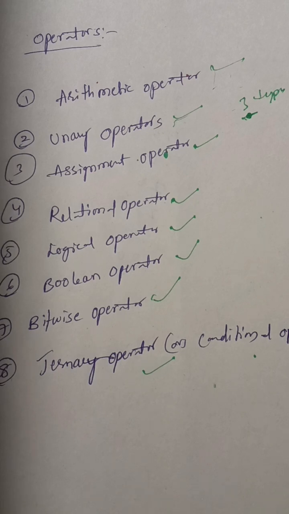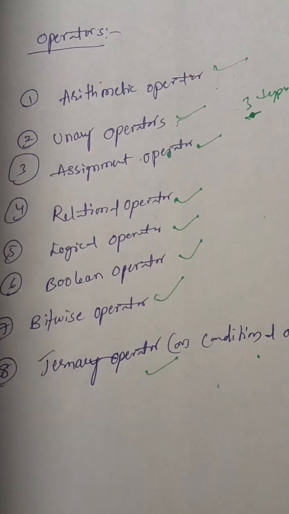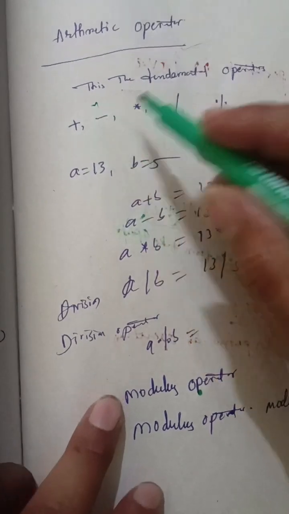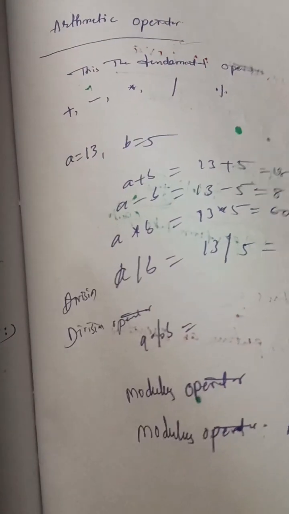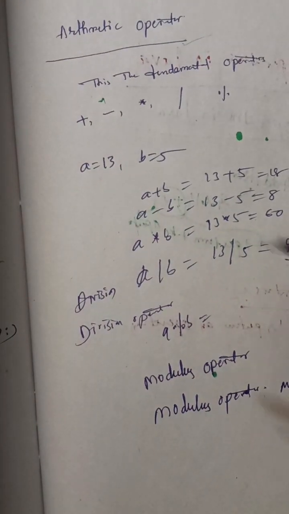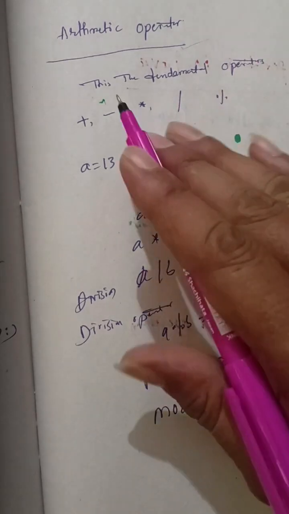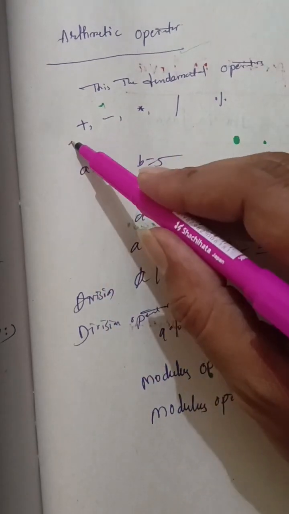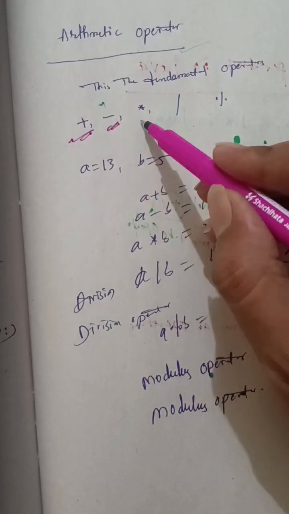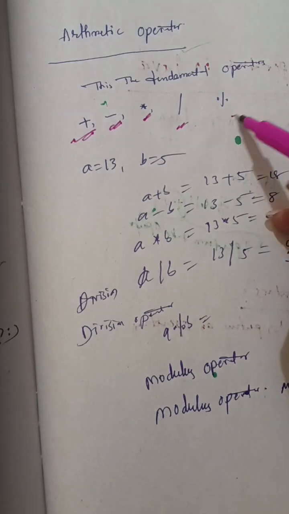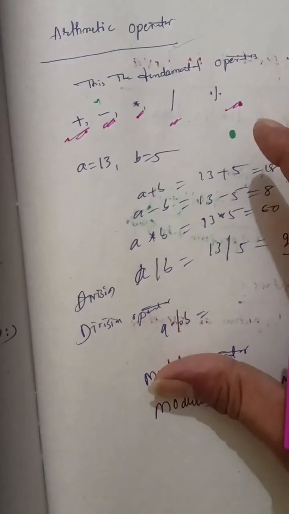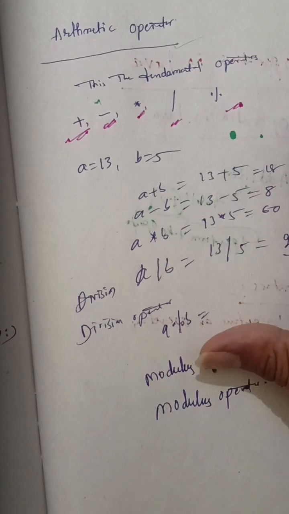Today we will discuss the arithmetic operators. Arithmetic operators mean the general functionality of operators, the fundamental operators. Fundamental means the basic operators. Basic operators means addition, subtraction, multiplication, division, and modulus operators. These are the fundamental operators of arithmetic operations.